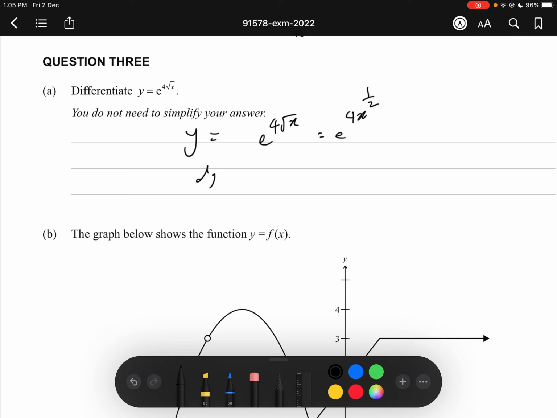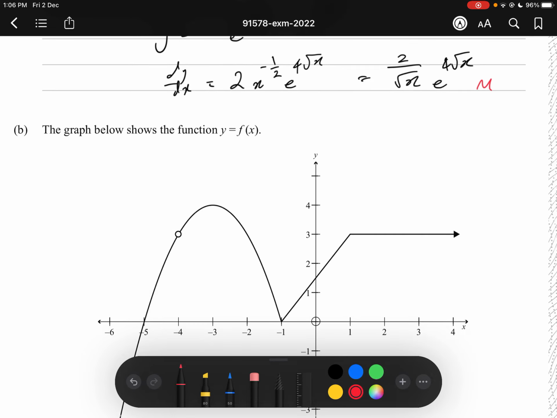So dy on dx is equal to the derivative of 4x to the power of 1/2, which is 2 times x to the power of negative 1/2 e to the power of 4 root x. And you can just leave your answer like this, or if you want to be a little bit more pretty, you can rewrite this as this. That looks a lot better, but it doesn't really matter since you do not need to simplify your answer. And this should just be a simple achieve question here.